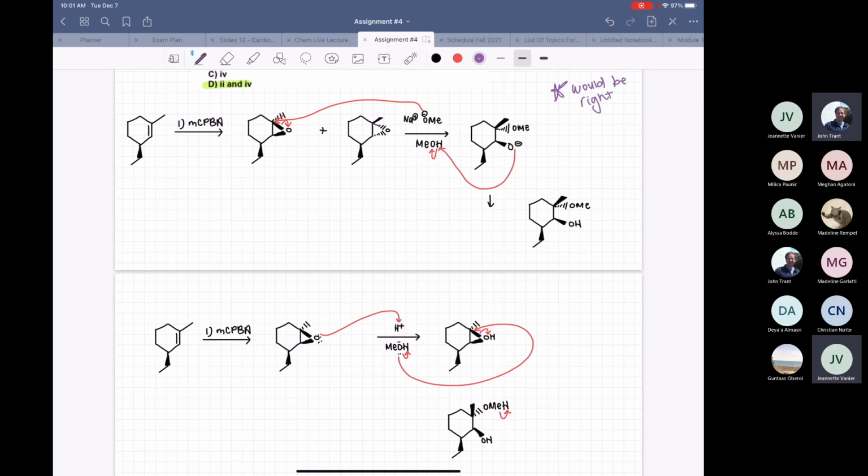But at the top, the three-membered ring is not inherently charged with the epoxide. So your base is looking around and going, what's the most accessible place to attack? Oh, it's the secondary carbon, not the tertiary. Okay, so it attacks the secondary carbon.